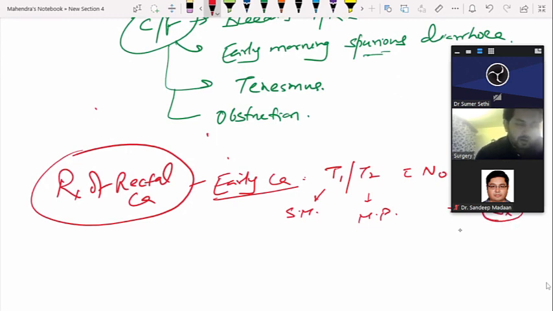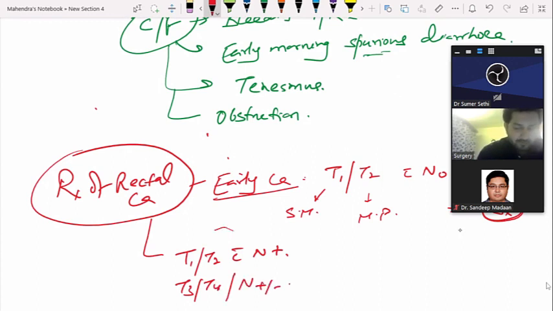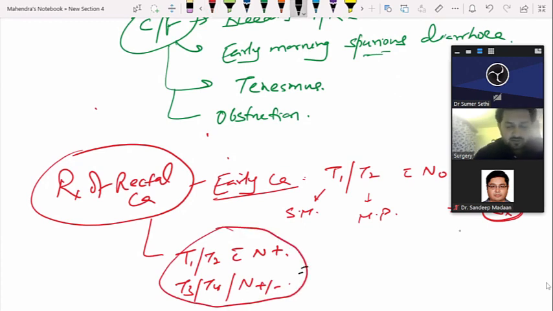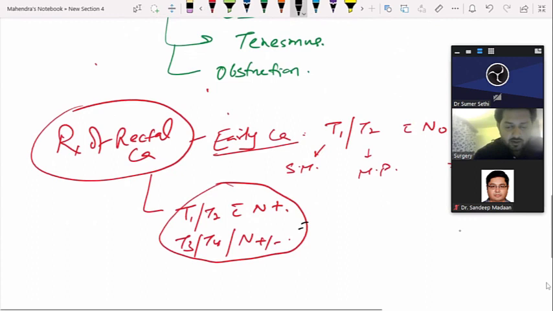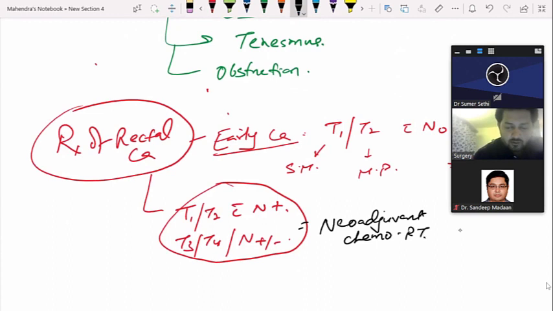But in case of T1, T2 with node positive, or T3, T4 node positive or negative, in these cases, you need to first give chemoradiotherapy. Okay, so you need to give neoadjuvant chemoradiotherapy and then you need to go for surgery.